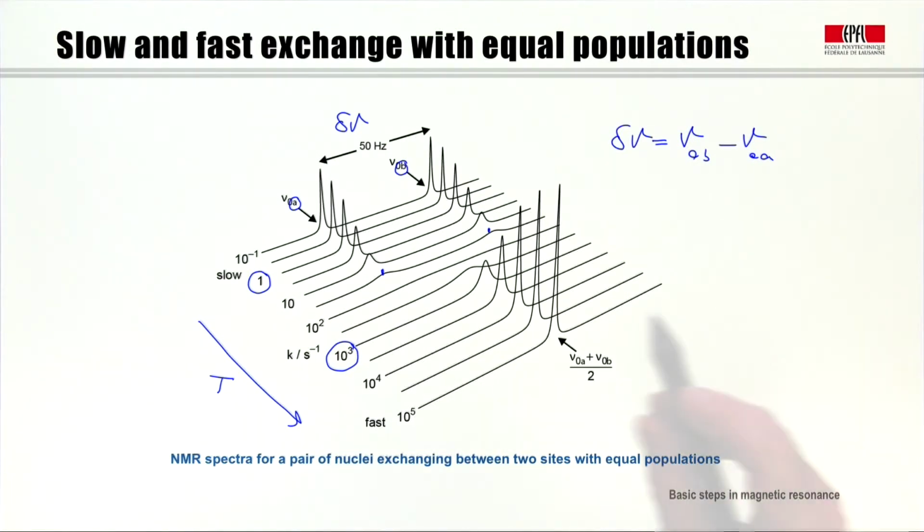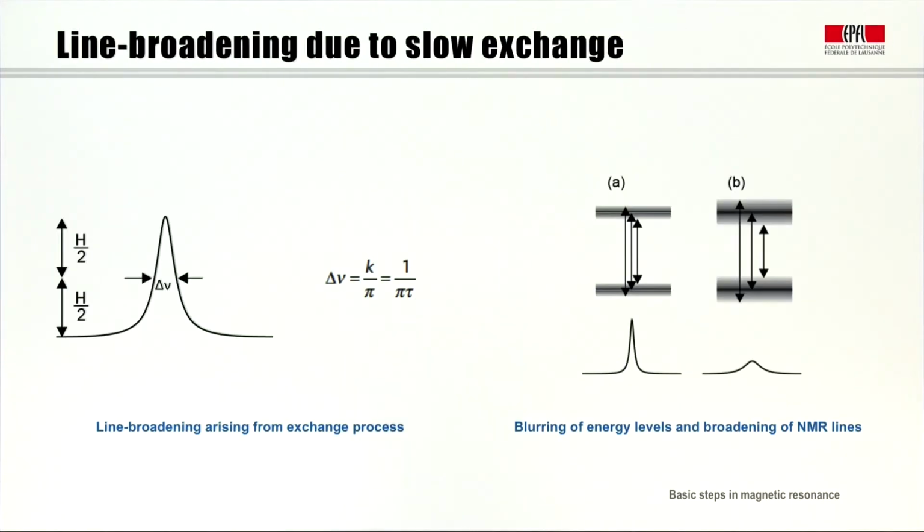And then, more remarkably, this single line, which is initially rather broad, will become narrower and narrower as the exchange rate increases, while at the same time we end up with an average chemical shift, which is simply halfway between the two chemical shifts of the separate sites. So at the low temperature end of our picture, we see line broadening effects which are due to slow exchange.